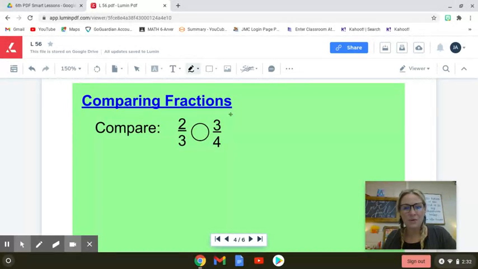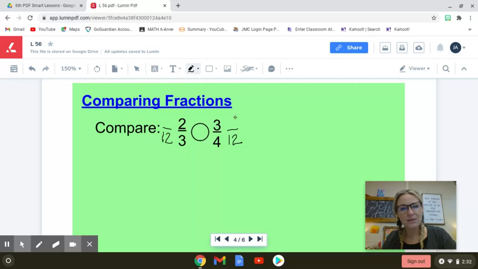So we have 2/3 and 3/4. 3 and 4 are not common, and we need them to be common in order to compare these two. Luckily, we just worked with these two numbers in our previous problem, and we determined 12 was a really good multiple to use. 3 times 4 is 12. That's a good multiple to start with as a common denominator. 4 times 3 is 12.